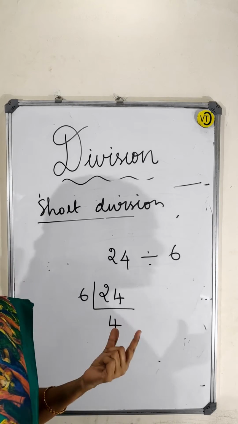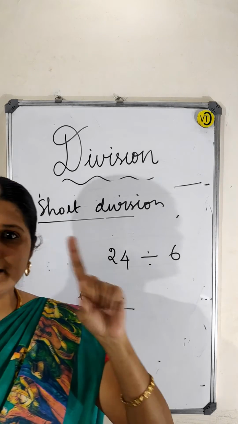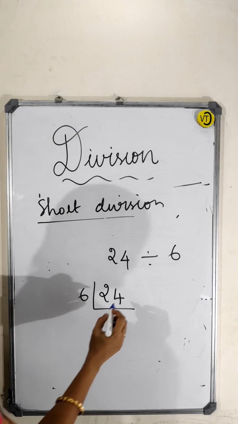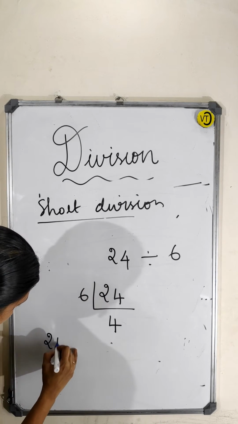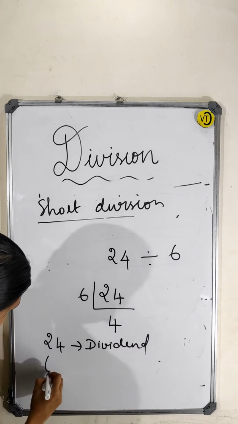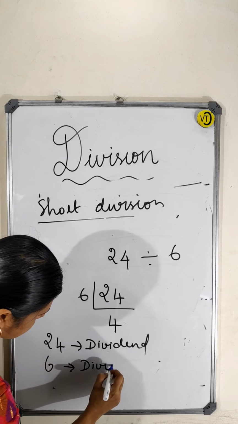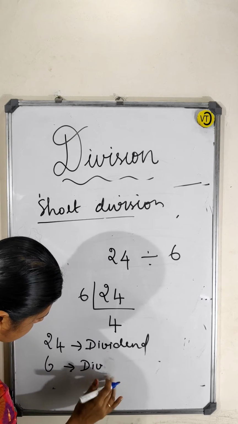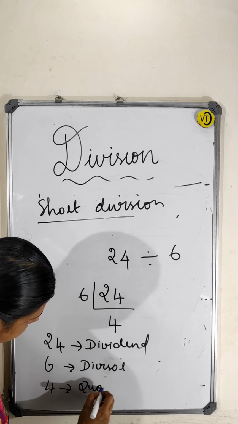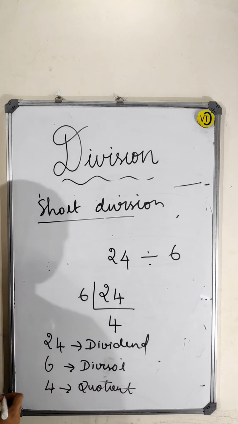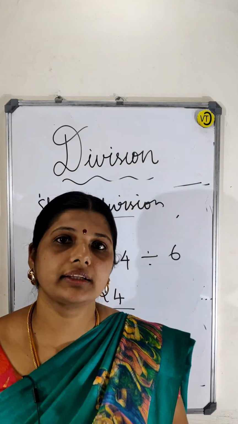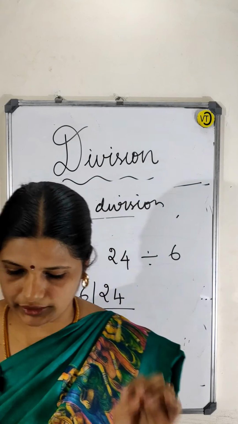Now you have to know which is dividend, divisor, quotient. So 24 is the dividend and 6 is the divisor. And 4 is the quotient. Where is the remainder, ma'am? Remainder is 0 here. I will tell you in the long division method. That time I will tell you where the remainder is coming.